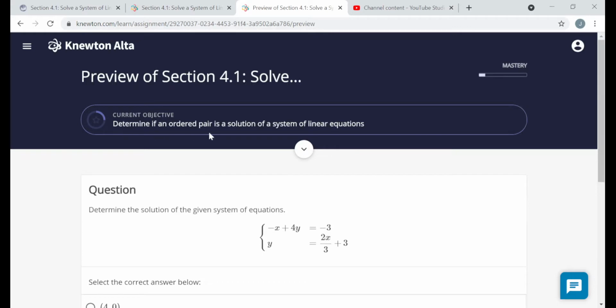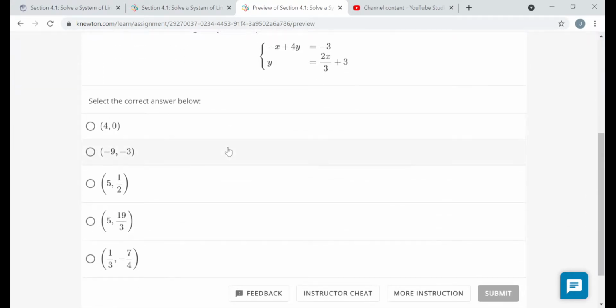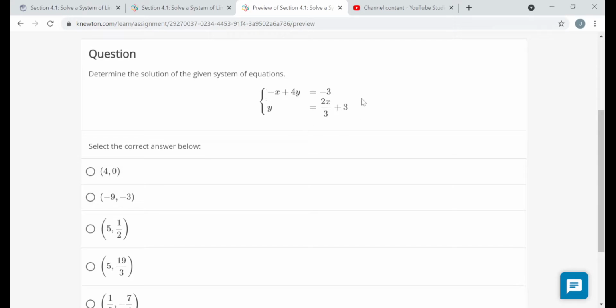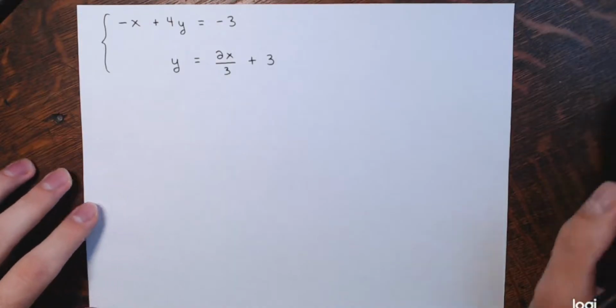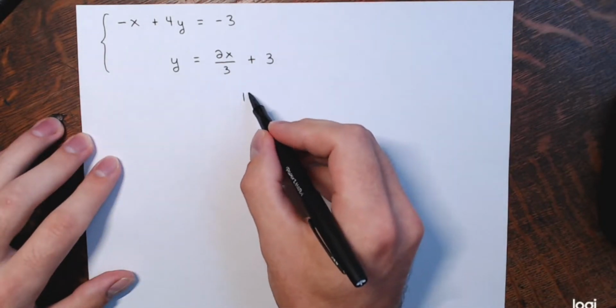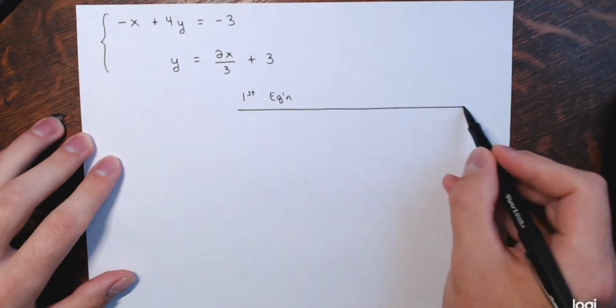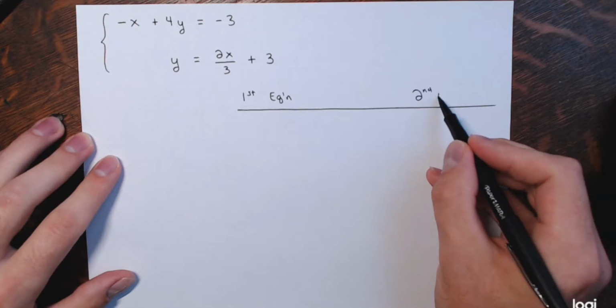Okay. Same objective. Determine if an ordered pair is a solution of a system of linear equations. So I'm going to do the same thing on a piece of paper. I'll write the system, and then we'll start scrolling through and checking these ordered pairs that were given. And again, notice it says select the correct answer below, so only one of these should work. Okay, so I've written out the system. And once again, I'll make a little column here. We got first equation, second equation. There's only two of them.